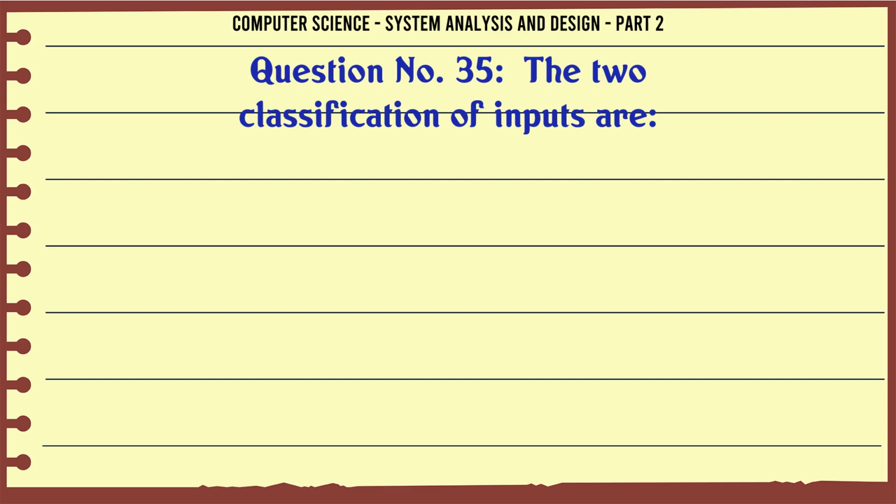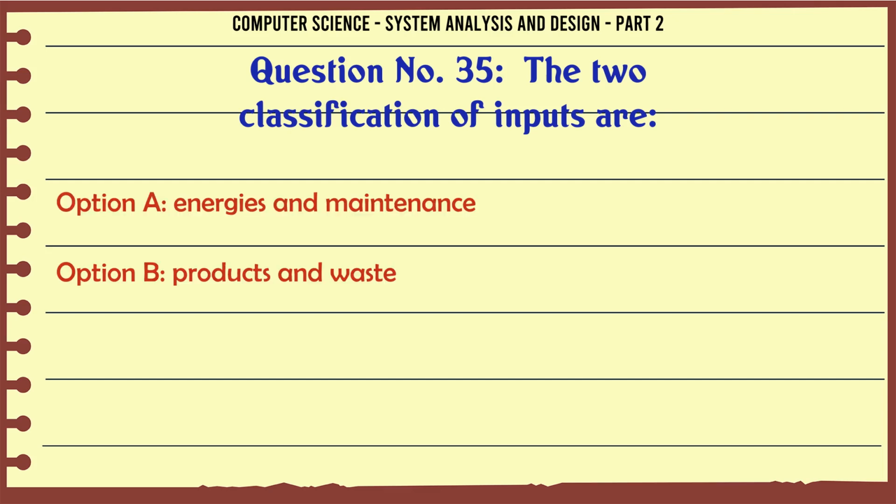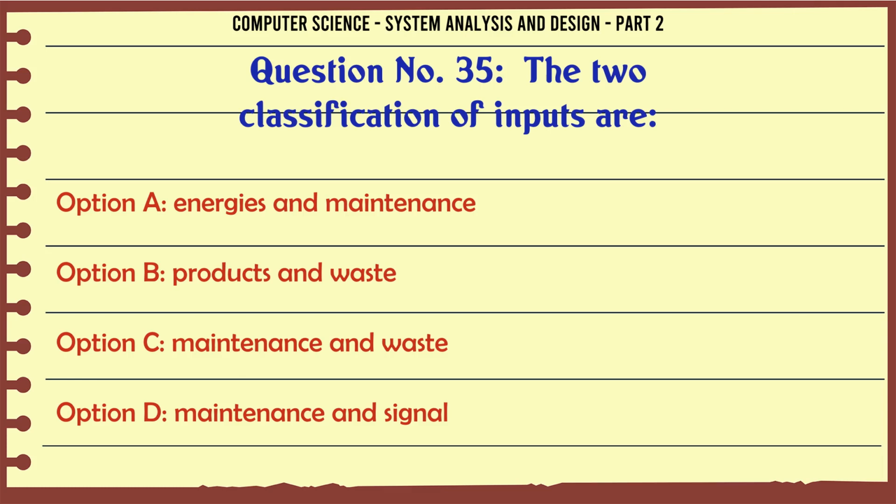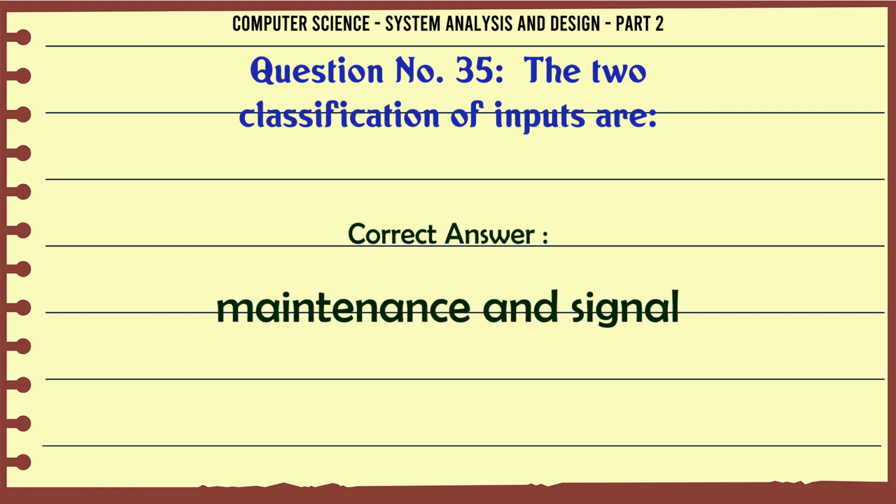The two classifications of inputs are A. Energies and maintenance, B. Products and waste, C. Maintenance and waste, D. Maintenance and signal. The correct answer is maintenance and signal.